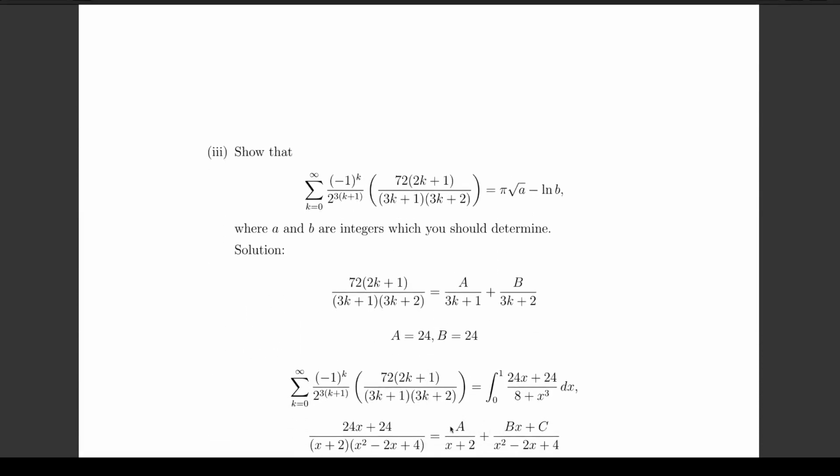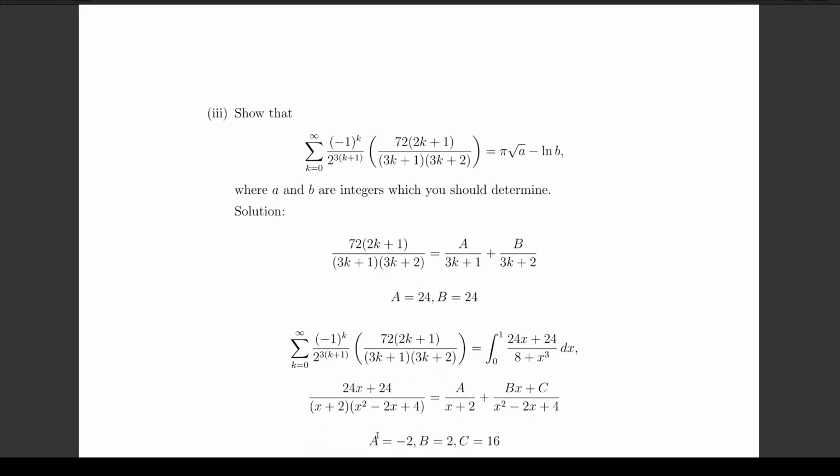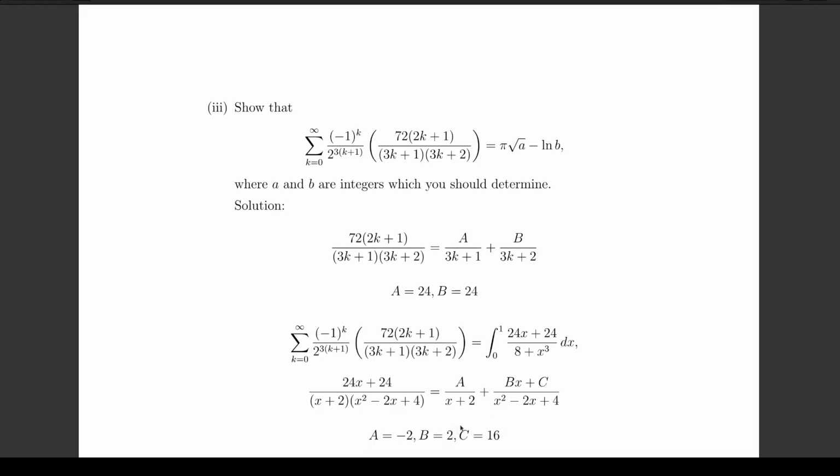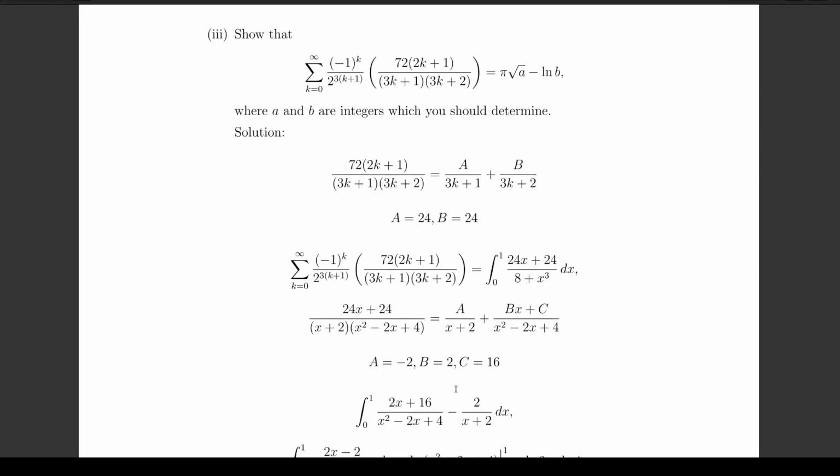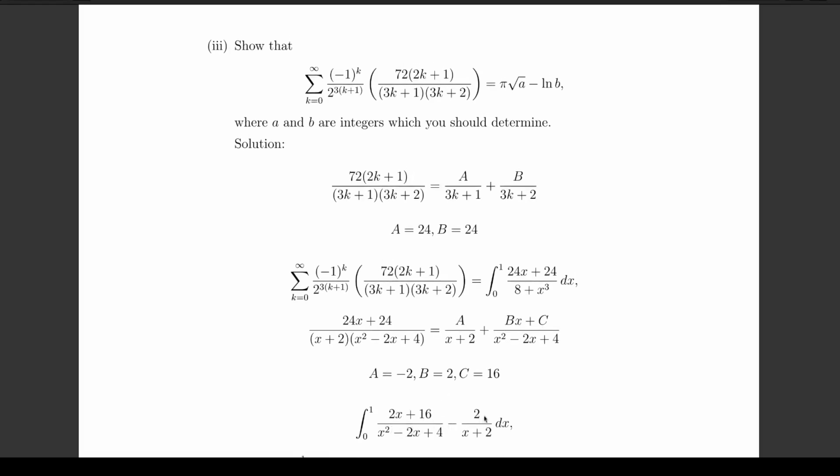And then when we do partial fractions again, this was what I was meaning by it's kind of easy to make a mistake. There's a lot of computation. But when you do it again, you should get a is equal to -2, b is equal to 2, and then c is equal to 16. And when you do that, you get something like this, right? And we know how to integrate this, right? Because we had a similar integral before.